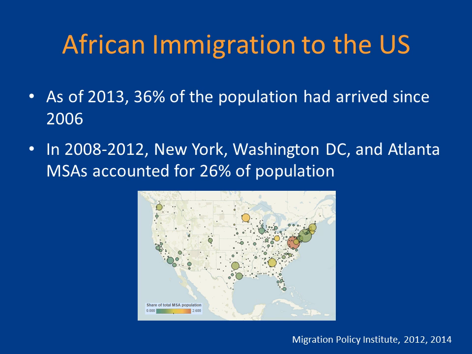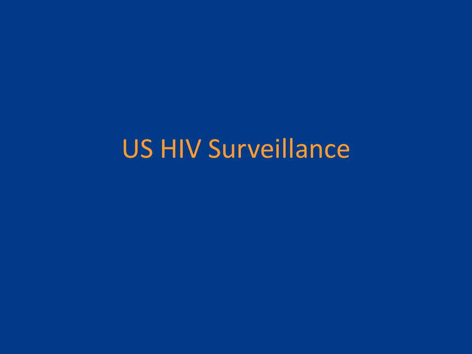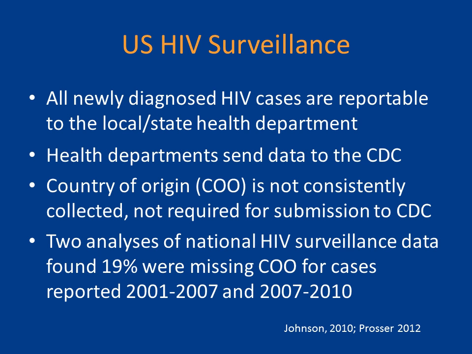Next, I'm going to move on and talk briefly about U.S. HIV surveillance. Just to give you a brief overview for people who aren't familiar with the case reporting system in the U.S., each newly diagnosed HIV case in this country is reportable to your local or state health department. Those health departments transmit data about each case to the Centers for Disease Control and Prevention.